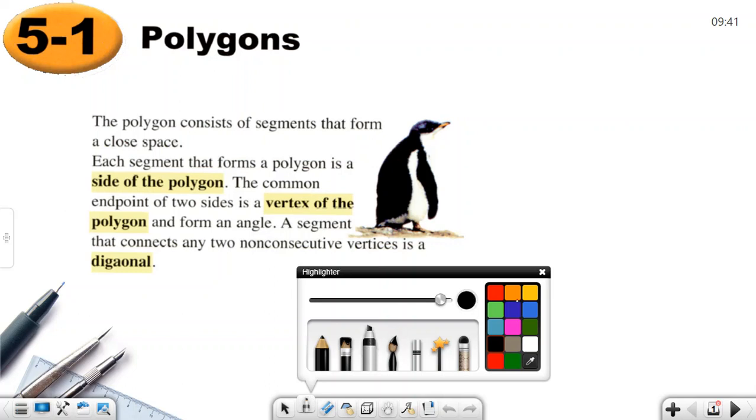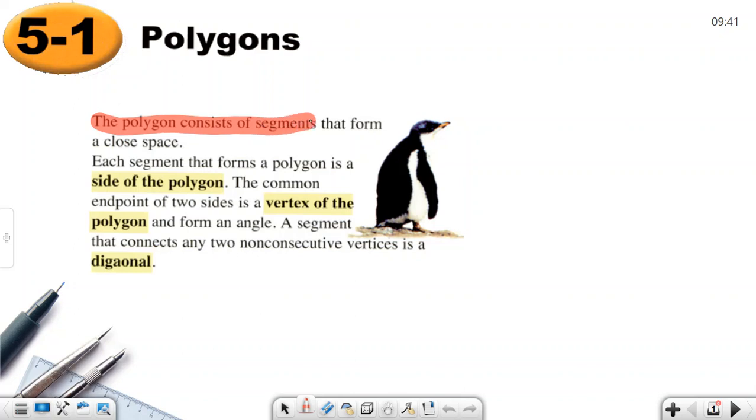So let's read from your book. The polygon consists of segments that form a closed space. So it's a closed shape. Each segment that forms a polygon is a side of the polygon. So when you draw a polygon, let's add one.